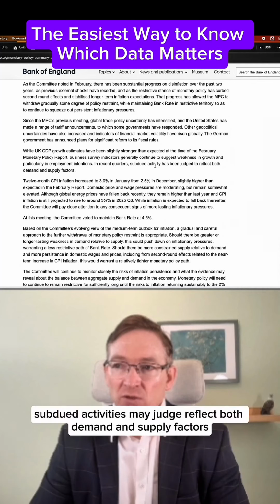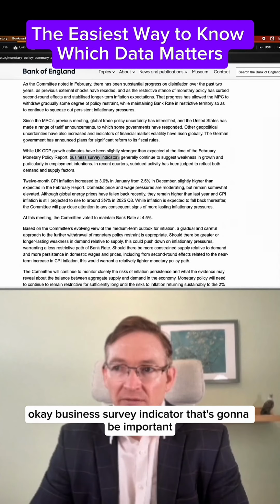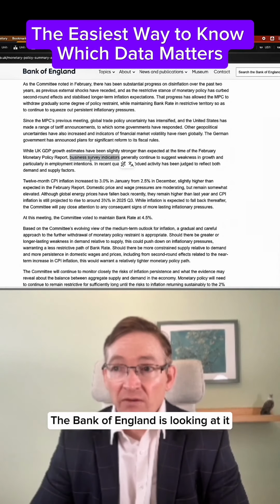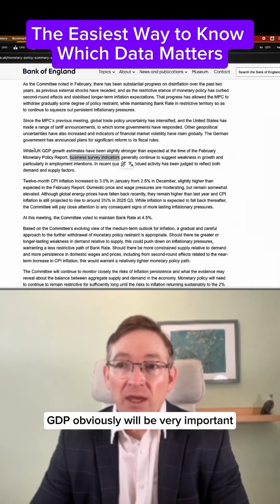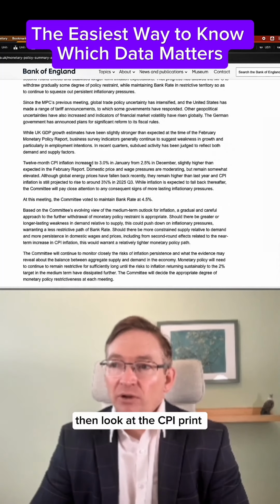In recent quarters, subdued activity has been judged to reflect both demand and supply factors. So straight away, okay, business survey indicator, that's going to be important. The Bank of England's looking at it. GDP obviously will be very important. Then look at the CPI print.